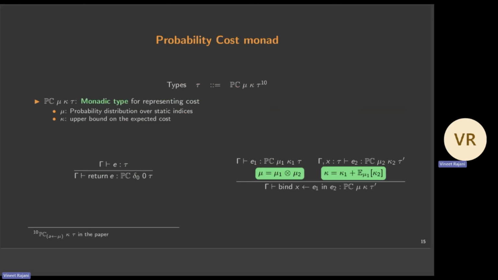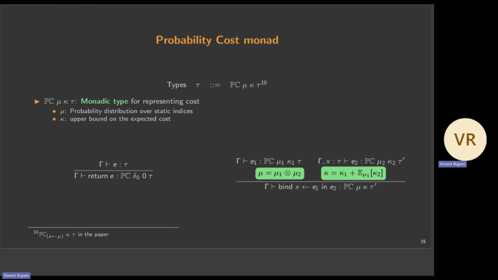So basically what happens in bind is you sample a value from the first distribution mu1, and for each such possible sample you analyze the continuation E2, thereby giving you a probabilistic tree of computations. And that is why mu2 and kappa2 are not a single distribution and cost, but a family of distributions and cost indexed by every value in the support of mu1. And this is the reason why the distribution in the conclusion mu is the convolution of mu1 and mu2, and the cost in the conclusion kappa is the sum of kappa1 and the expected cost of kappa2 taken over mu1. Now there are a few things that I'm pushing under the rug. The actual rule that we have in the paper is a bit more complicated, but we can ignore those things for now.